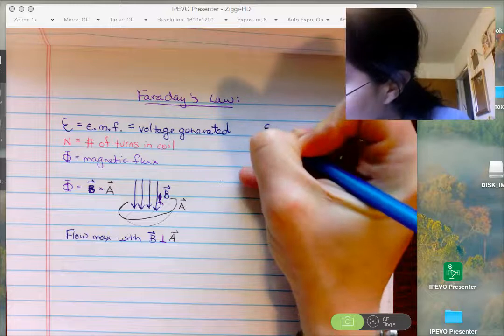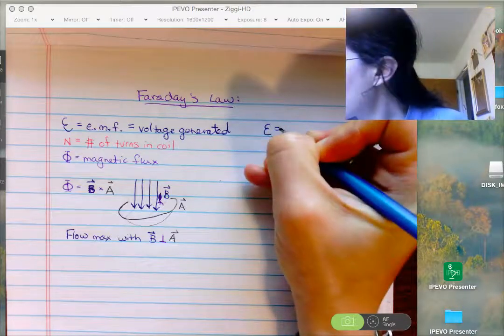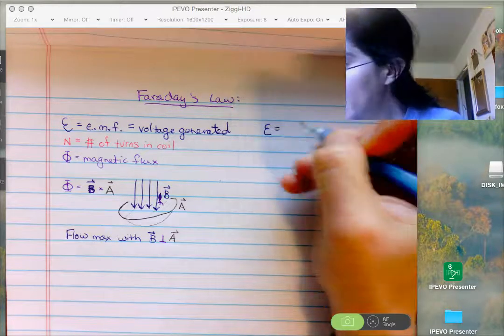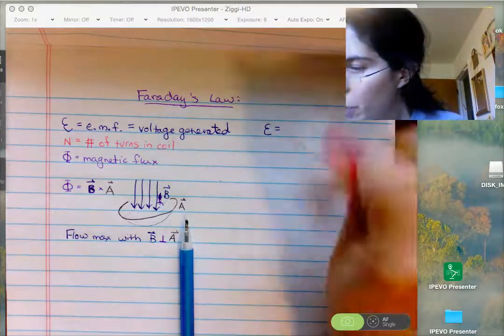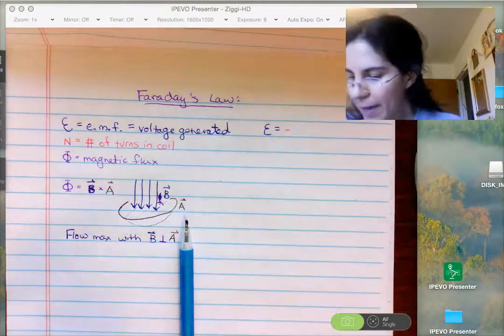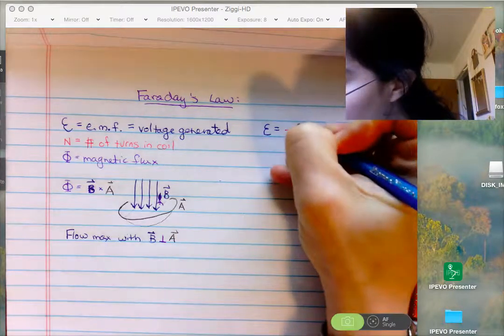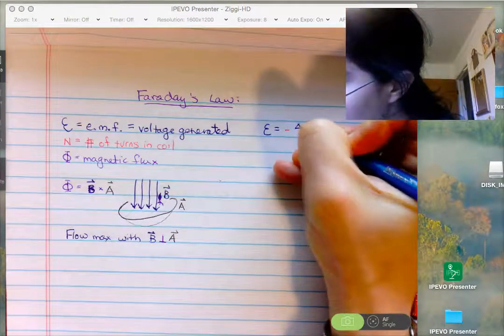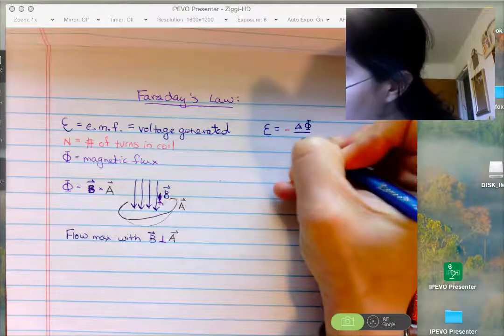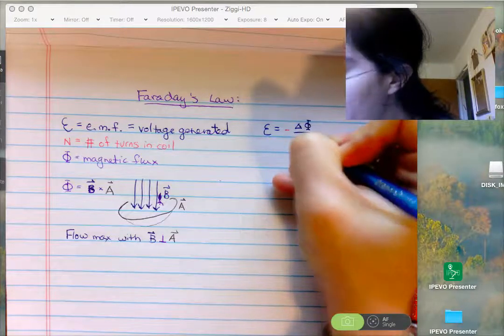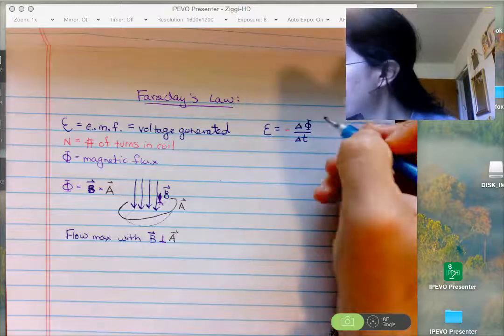If you know how much voltage your generator generates, you're going to want to know the magnetic flux. The voltage is the change over time. Calculus buddies, you can just see the first derivative coming right out of here. The change over time of the magnetic flux.